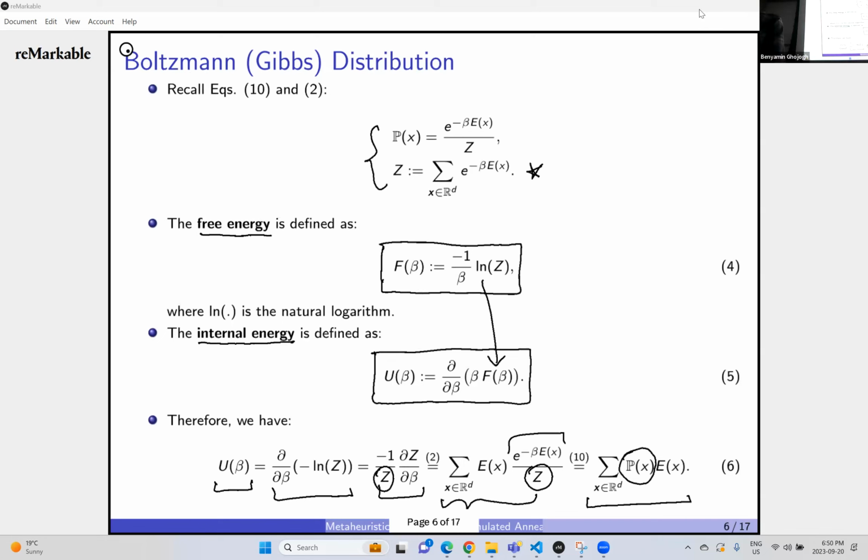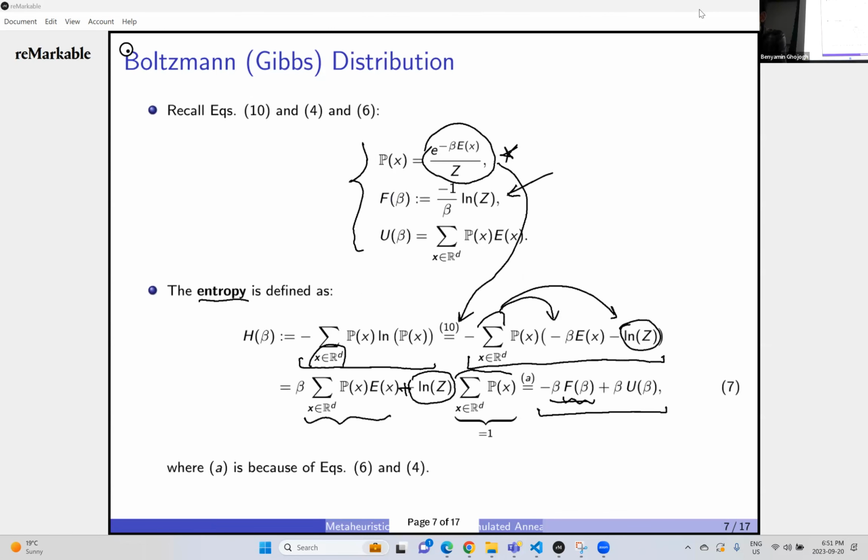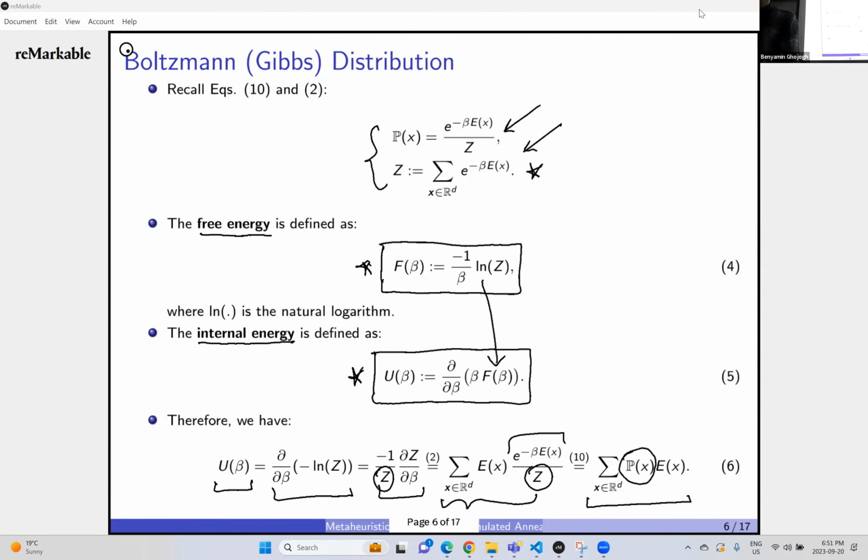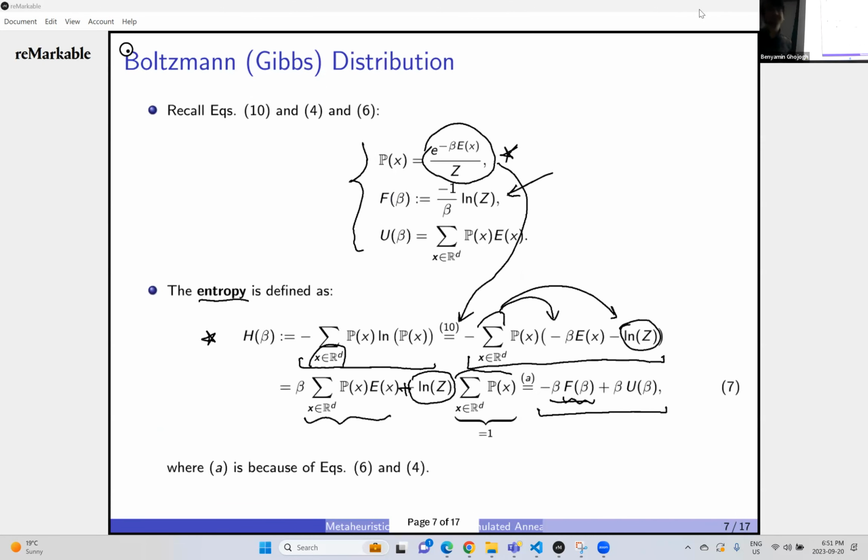Okay, let me go faster on these. So this was the Boltzmann distribution and the partition function. The free energy we said is defined as this, and also the internal energy is this, and we showed that we can simplify the internal energy as done in equation 6. And here I'm putting the equations all together, and then we define the entropy, and we could write the entropy as a function of free energy and internal energy as done in equation 7, right?